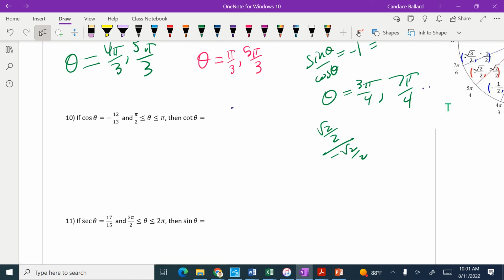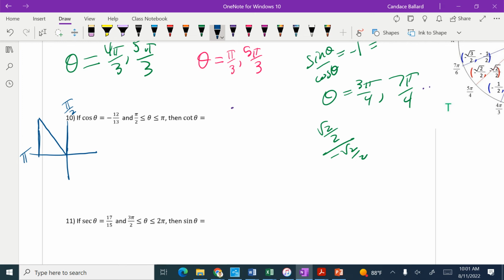Okay. All right. Cosine. So we've got cosine of theta equals -12 over 13. It's telling me that we are between pi over 2 and pi. So here I would probably dig out this and try to draw myself a picture. If I am between pi over 2 and pi, what quadrant am I in? Good. So we're in this quadrant. I'm going to draw myself a nice little triangle.